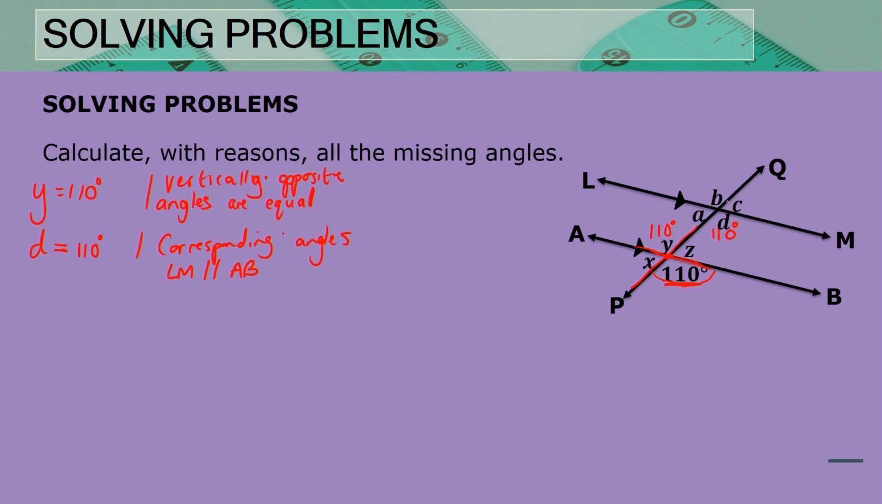Now that opens way for us to say that angle B is also 110 degrees. And why are we saying that? Because they are vertically opposite to each other. They share a common vertex and they are formed by two intersecting lines. So vertically opposite angles are equal.